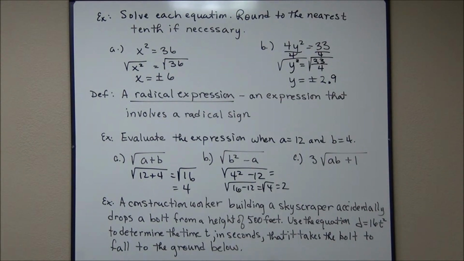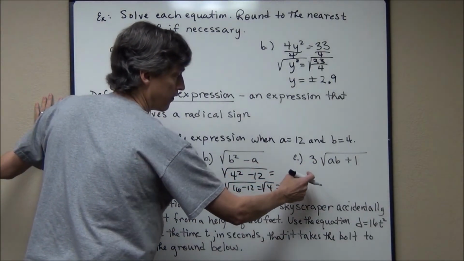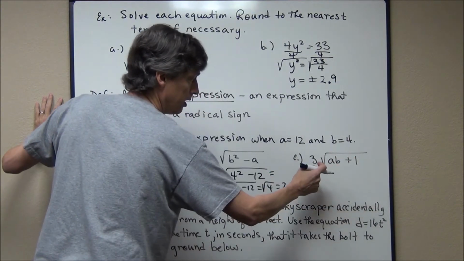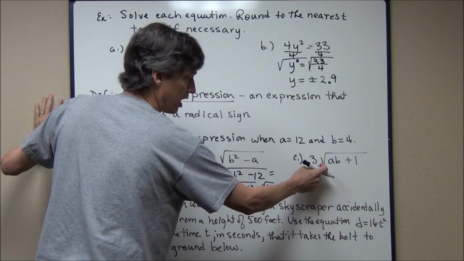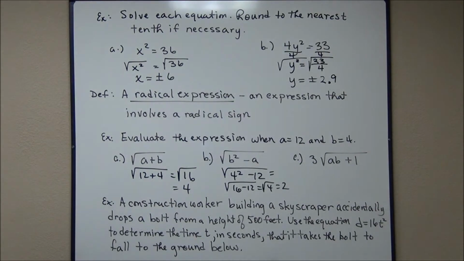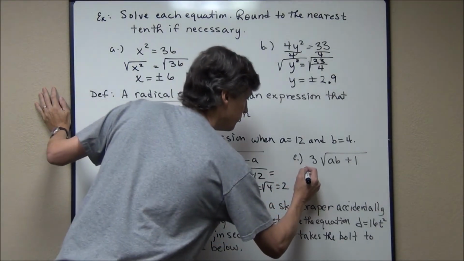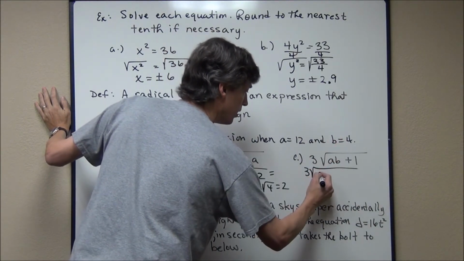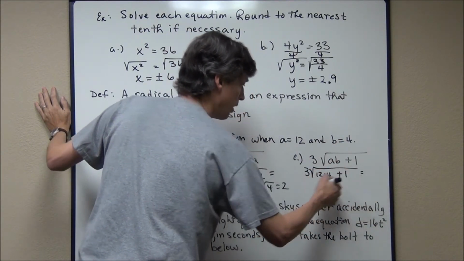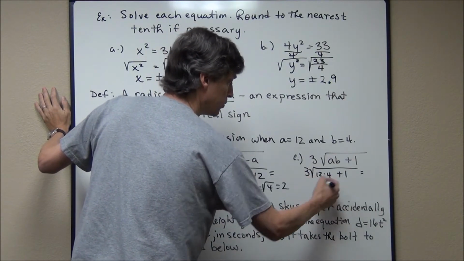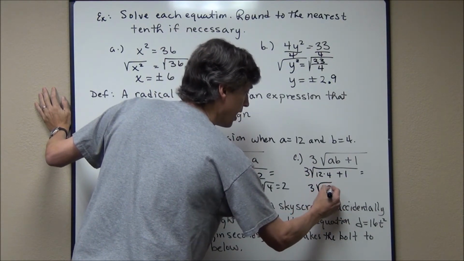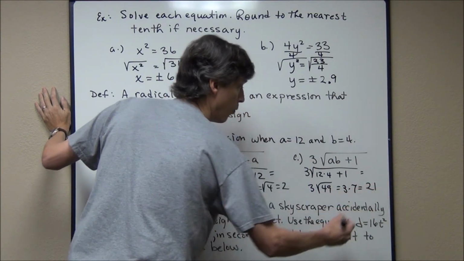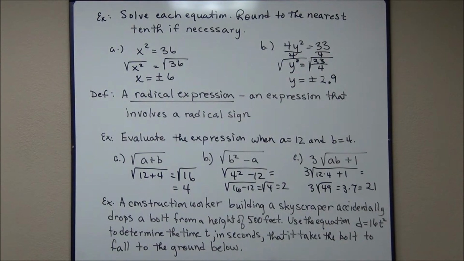One last one with a little bit of a twist. There's a constant out in front. That means it's going to be times whatever this expression turns out to be, because when the number is right next to the radical sign without a symbol between, it implies multiplication. So this is going to be 3 times the square root of, AB means 12 times 4 plus 1. Well, 12 times 4 is 48 plus 1, that's the square root of 49, which we know is 7. So this is 3 times 7, or 21. And again, didn't need a calculator there.